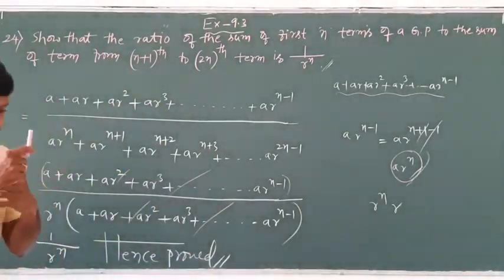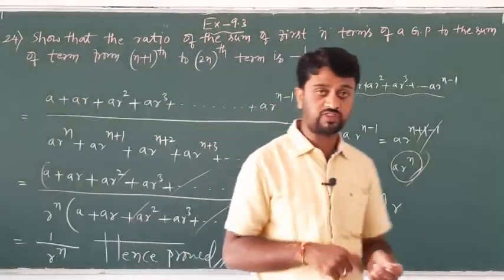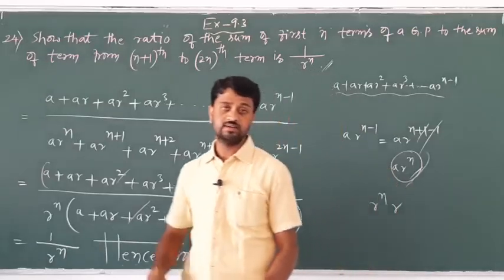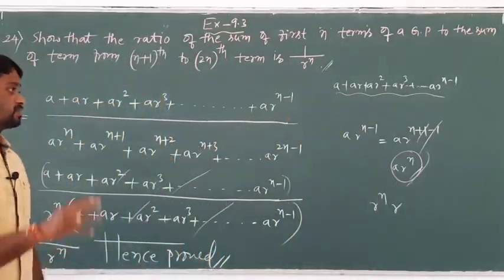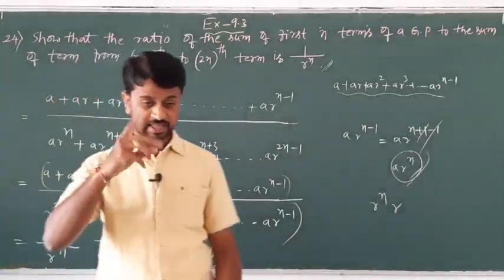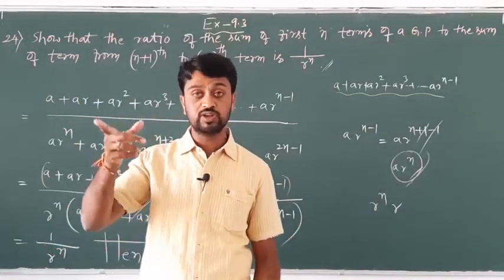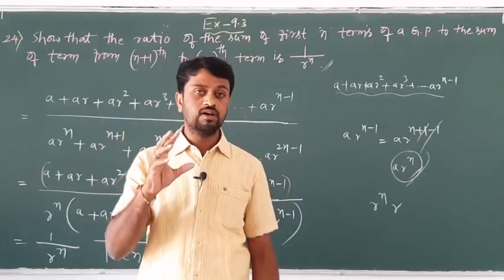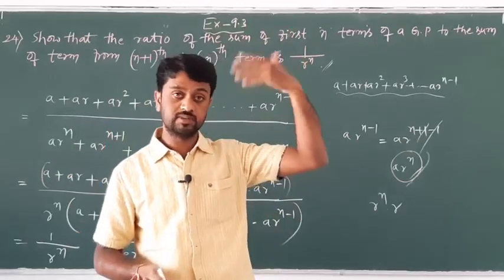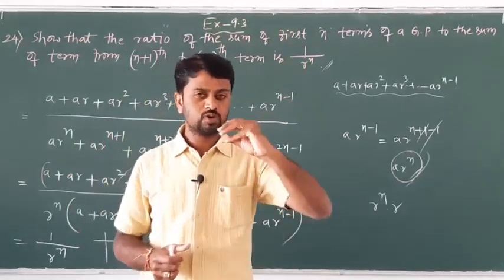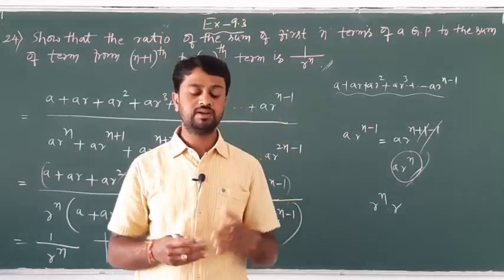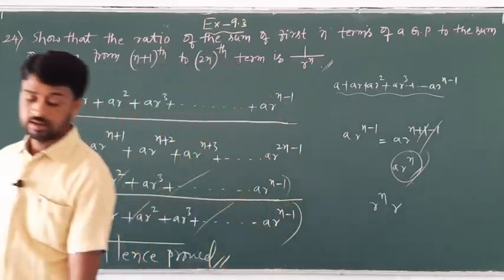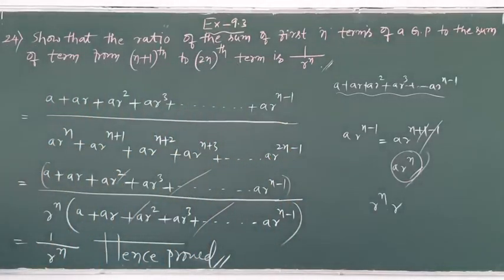Before we start the next question number 25, 26, there is a wonderful concept. First I will discuss some concept. If a, b, c are in GP, then b square is equal to ac, and b is the geometric mean of a and c. In the previous sessions I explained this in 2 minutes, but today I will discuss it briefly.